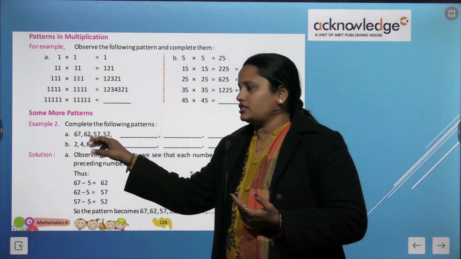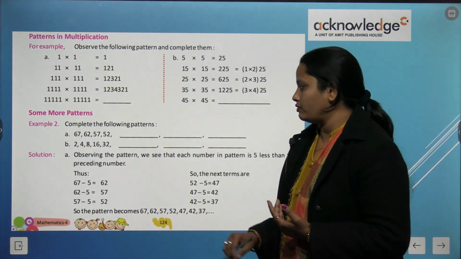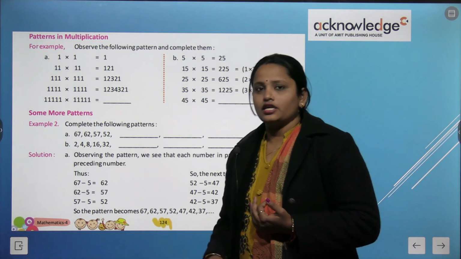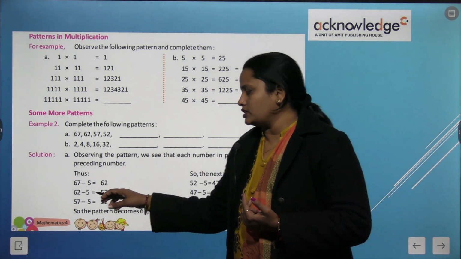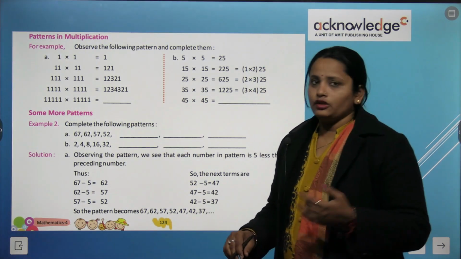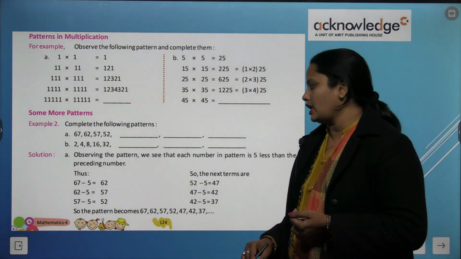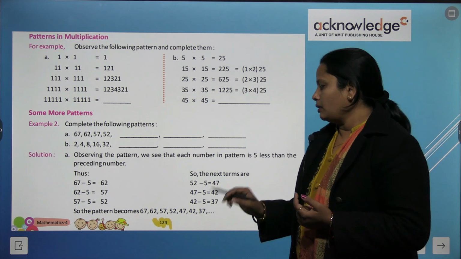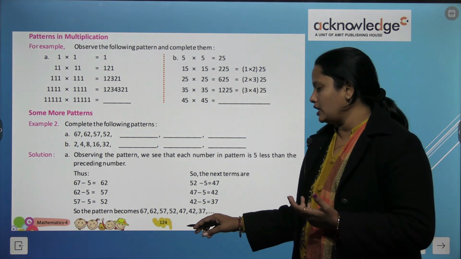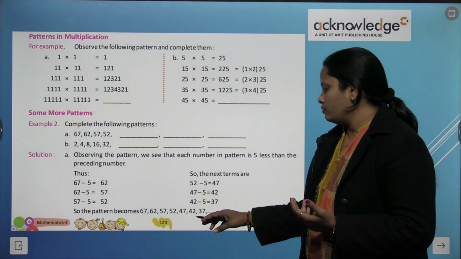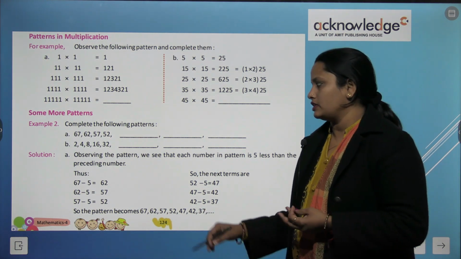So हम क्या करेंगे? 67 और 62 के बीच में हम difference करके देखेंगे. तो आंसर है 5. अब 62 और 57 के बीच में difference किया तो आंसर आया 5. तो हमें क्या करना है? 5 numbers का difference लिखना है यहाँ पे. So the pattern is, जब हमने 5 number subtract किए तो आंसर आया 47, 42 and 37.